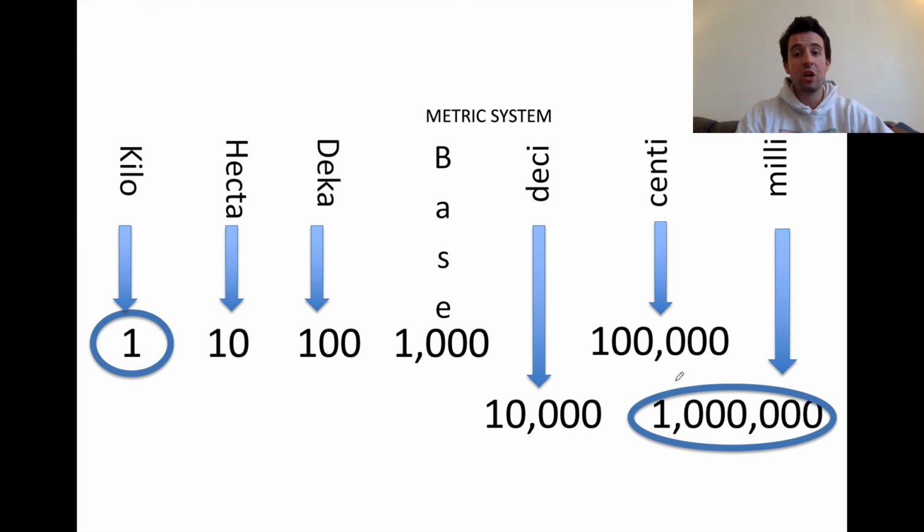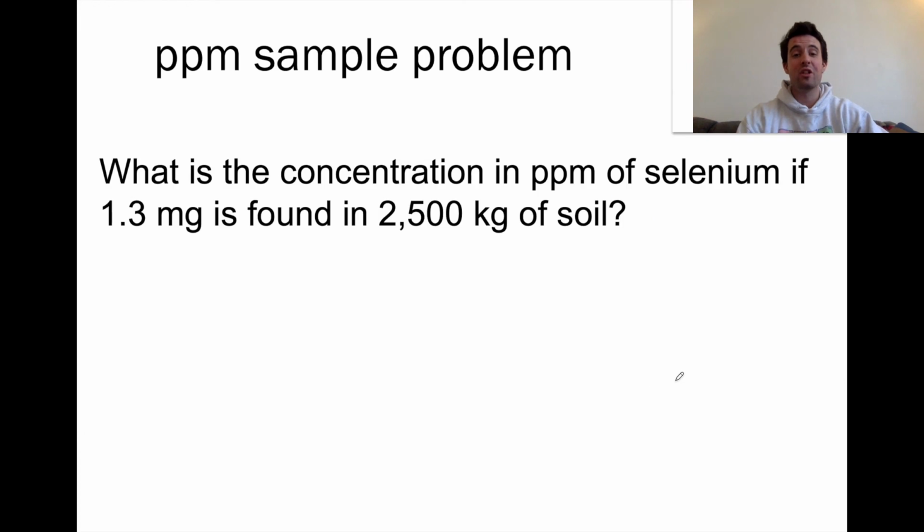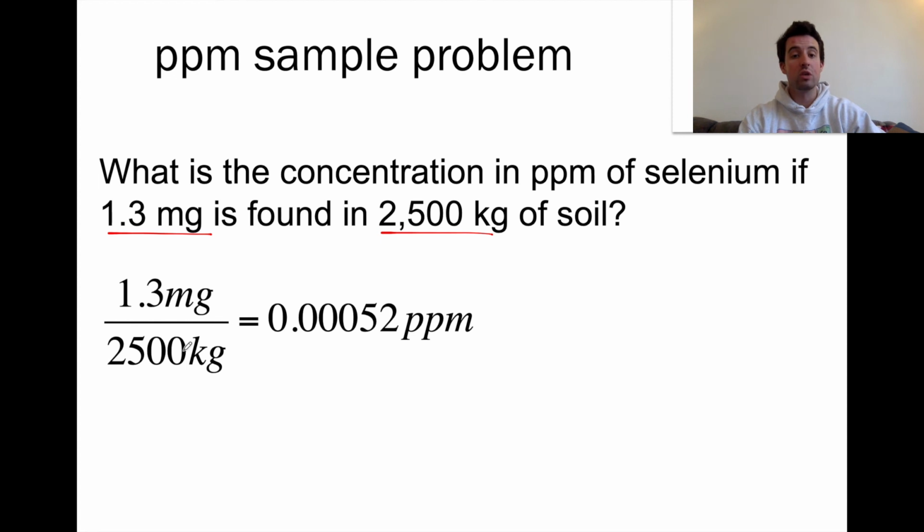So here's a problem right here. Hopefully now that you have that little strategy, you can solve it pretty quickly. Hope you solved it. Here's what I got. 1.3 milligrams divided by 2,500 kilograms equals 0.00052 parts per million. So really, really small number. We might even want to put this in parts per billion if we were to put this in a paper and publish it. You might put it as 0.52 parts per billion. That might be how you publish it instead, just because it looks nicer.